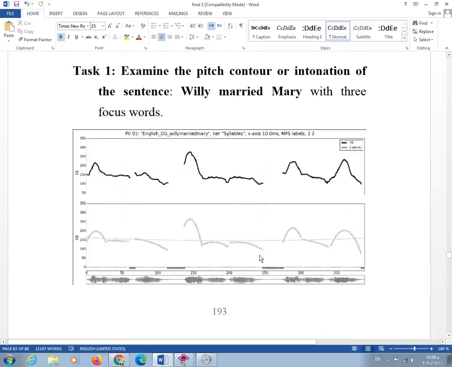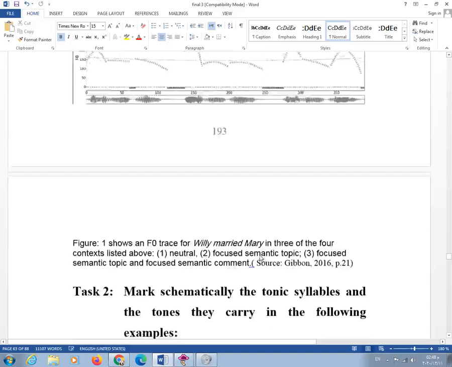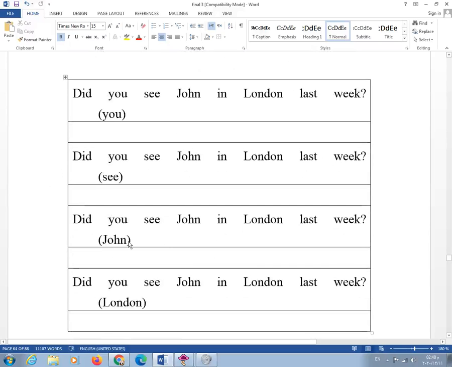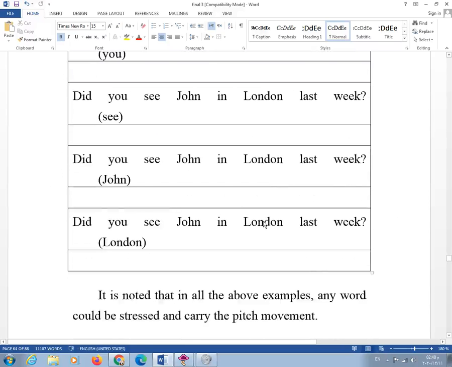Okay, this is an example and an exercise. Did you see John in London last week? Did you see John in London last week? If the word John is important, we say, did you see John in London last week? If the word London is important, so did you see John in London last week? And so on. What is all this called? Tonic syllable shift.